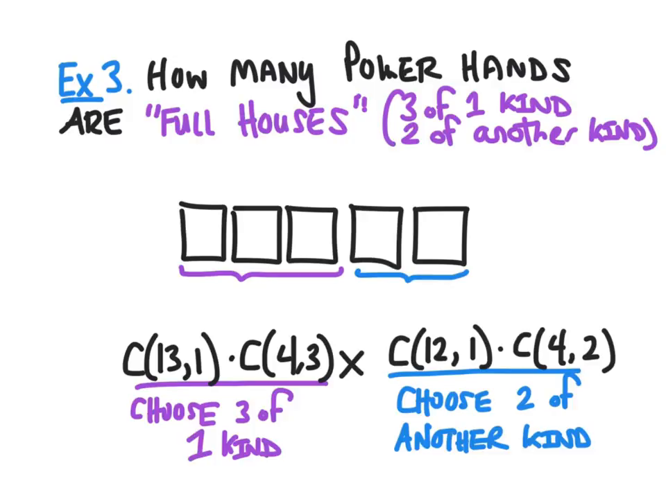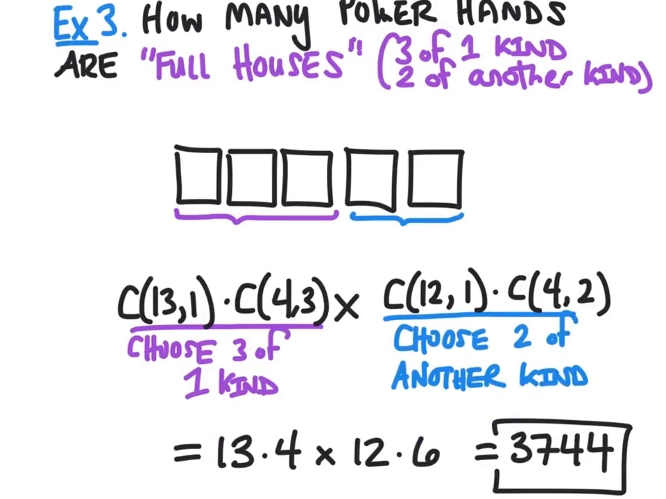All right, so this entire product becomes our answer. Our 2 tasks were split up into these 2 distinct tasks, which were each kind of complicated because you had to pick the kind first before picking the cards. And I'm going to do the math out here and get your answer. It turns out that we get a total of 3,744.